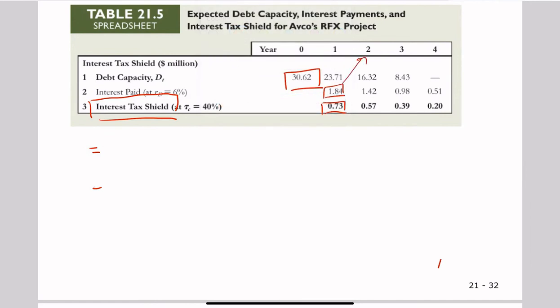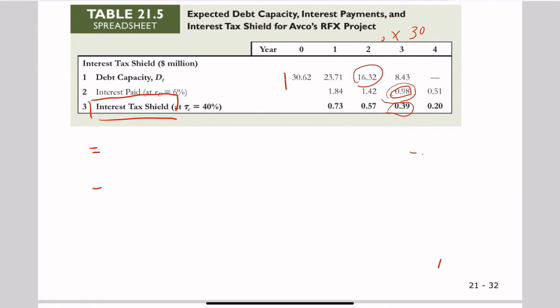So to get 1.84, you would use 6% times the prior year's debt. This gives you 1.84. And to get 0.73, you would use the corporate tax rate times the interest payment, which gives you 0.73. Of course, you could do the same thing with other years. For example, to get this number, you will use 6% times 16.34, and then you will use 40% times this 0.98, you will get 0.39 as the interest tax shield.